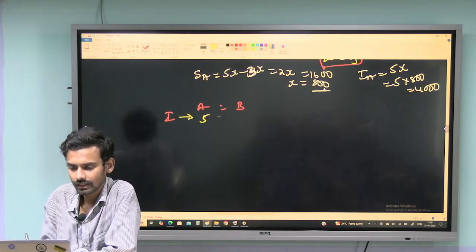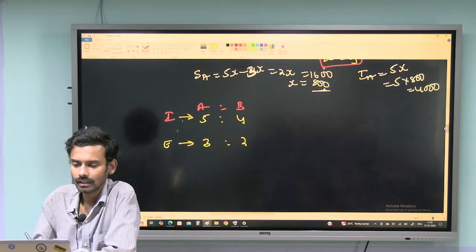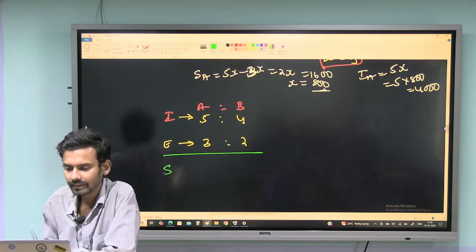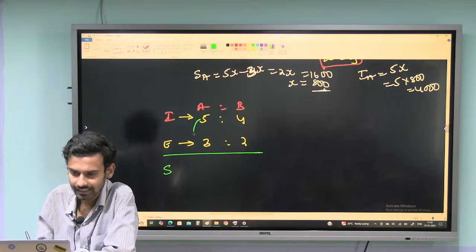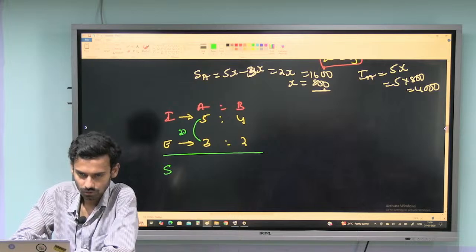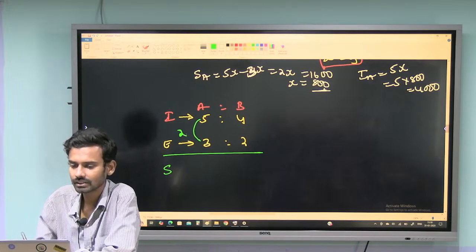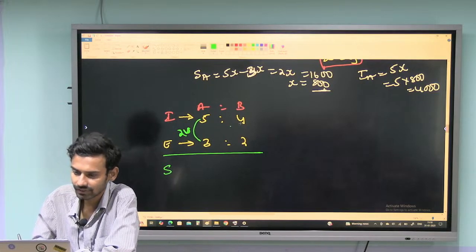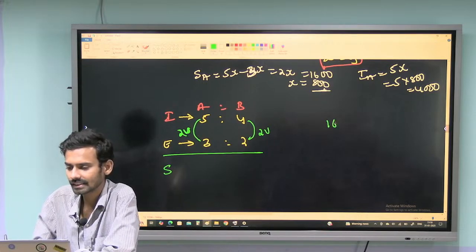The income ratio is 5:4 and the expenditure ratio is 3:2, which is what is given in the question. Saving is nothing but the difference between income and expenditure, so you can take the difference here. The difference of 5 and 3 is 2 units. Let me not use x here, so I will use the word units. Here the difference is again 2 units, and according to the question both are saving 1600.